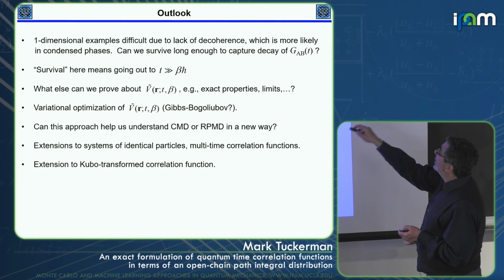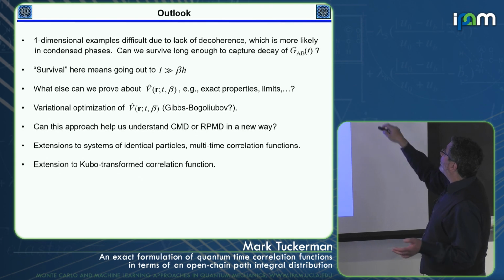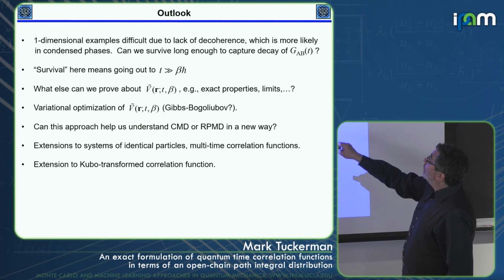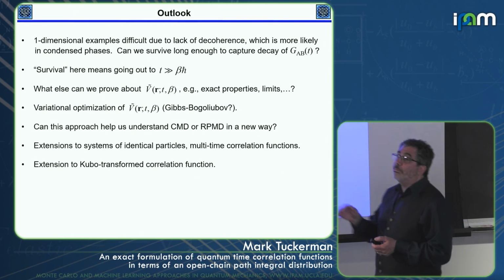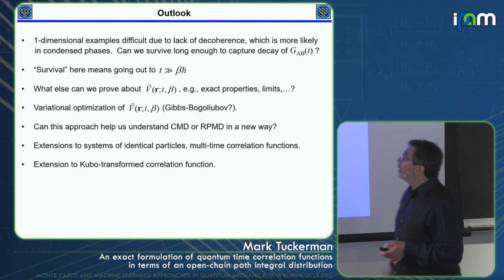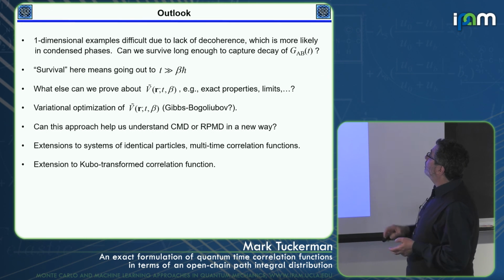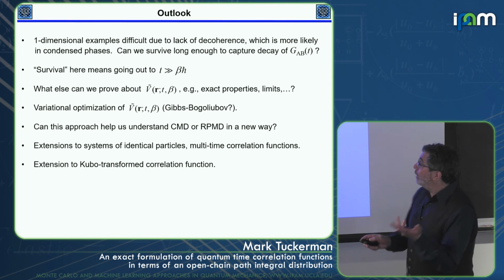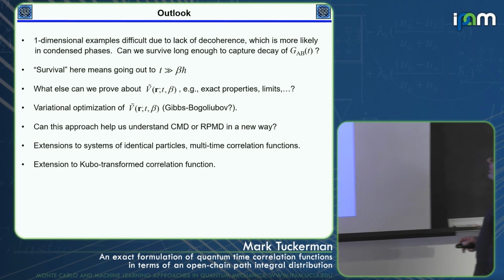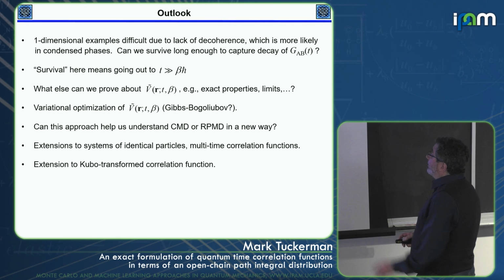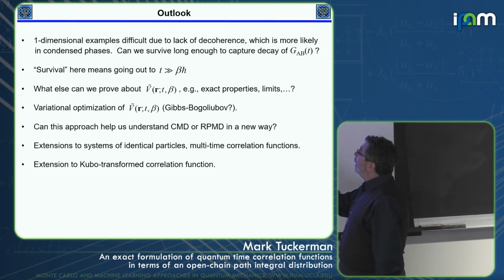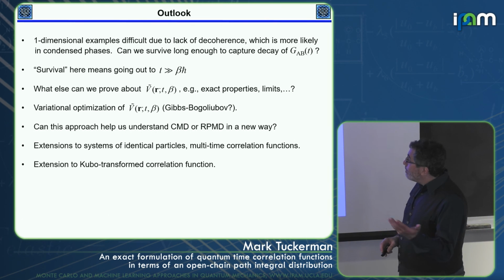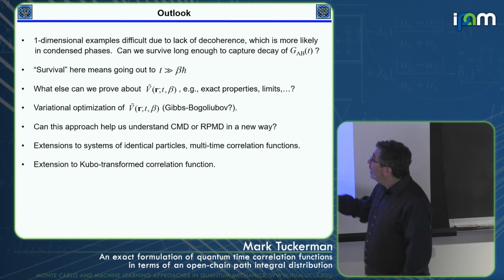What kinds of things can I prove about that? Exact properties, limits, things of this nature, right? Could I do some kind of variational optimization that may bring in a machine learning sort of approach, using maybe something like Gibbs-Bogoliubov, because after all, it is a potential of mean force surface. It's like a free energy. Given this formally exact approach, can it help me understand centroid and RPMD in a different way? I don't know. Some more math to do.